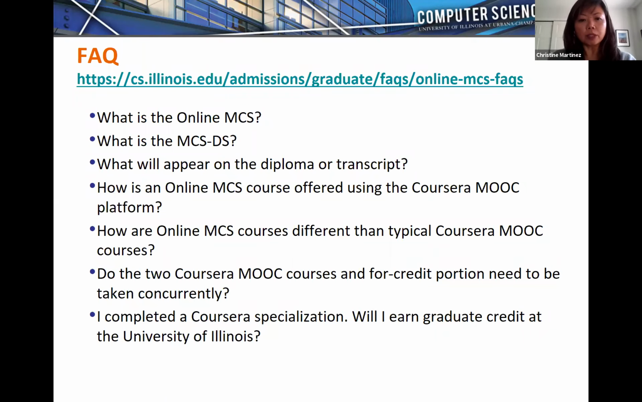Okay. I completed a Coursera specialization. Will I earn graduate credit at the University of Illinois? No, we do not give graduate credit for MOOCs. We have MOOCs and we have specializations, and those are open to the public and designed to foster learning of computer science. It's a great way to learn about a field, but they do not give you the credential that you would get from completing a 4-credit degree course in the Master of Computer Science program. Those courses are in much more detail than what's available to the general public in a MOOC.